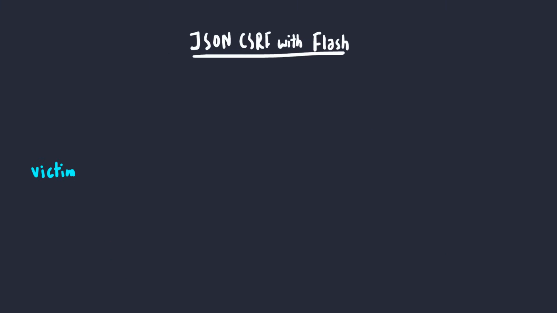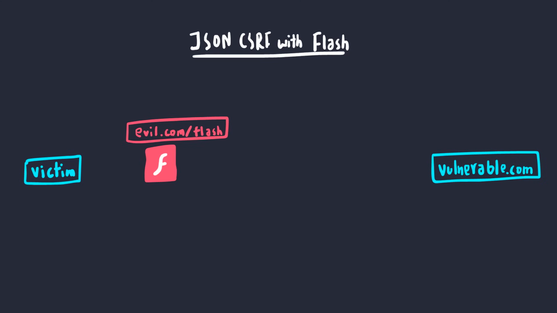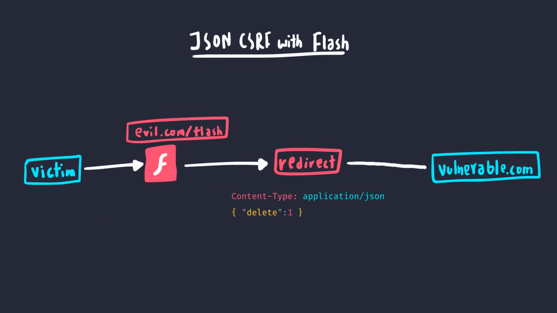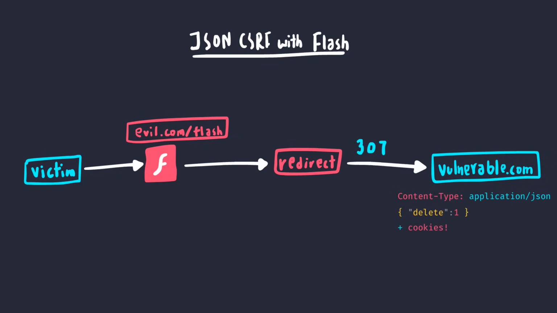So the basic idea is that we add a content type header in the Flash file and all the JSON POST data that we want to send. We also specify the request endpoint, which is not vulnerable.com, but instead our 307 redirect page, which in turn redirects to the vulnerable website. Now, this will receive the headers like the content type header and also the POST JSON data as a string and forward it to vulnerable.com, ergo JSON CSRF with the appropriate header set.